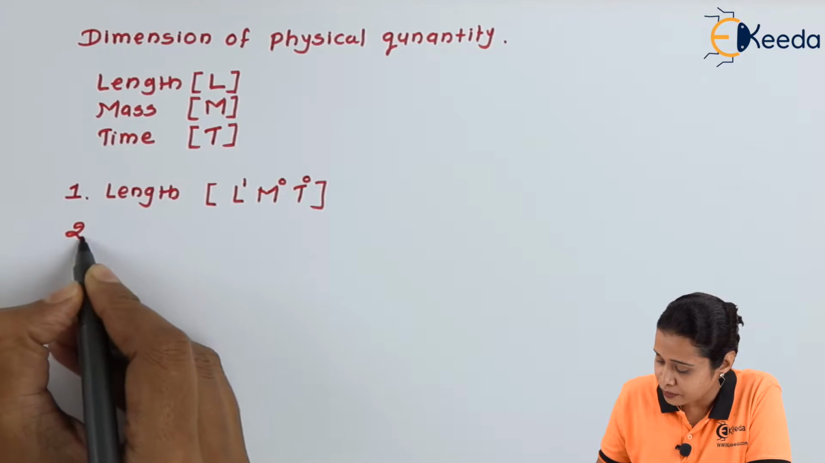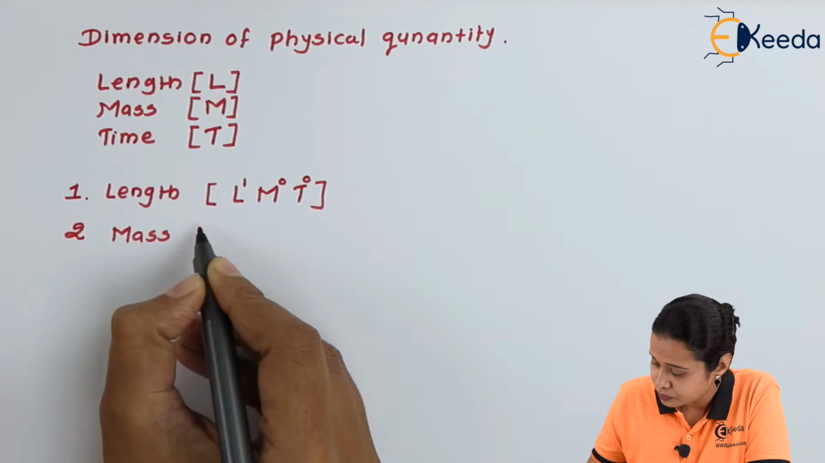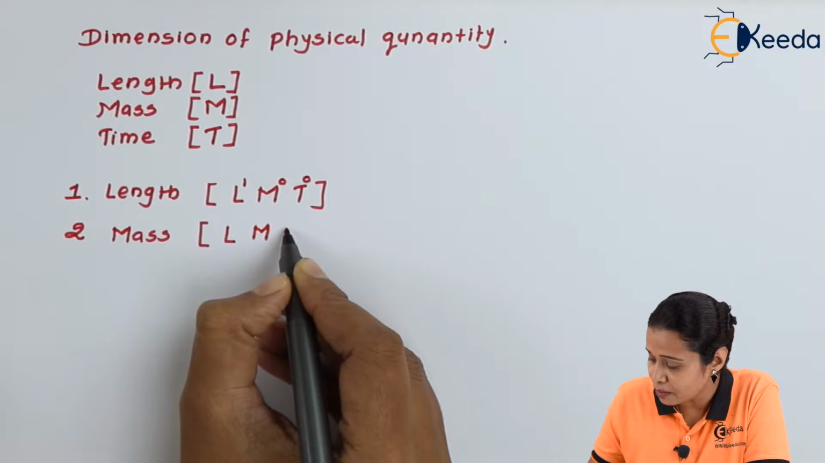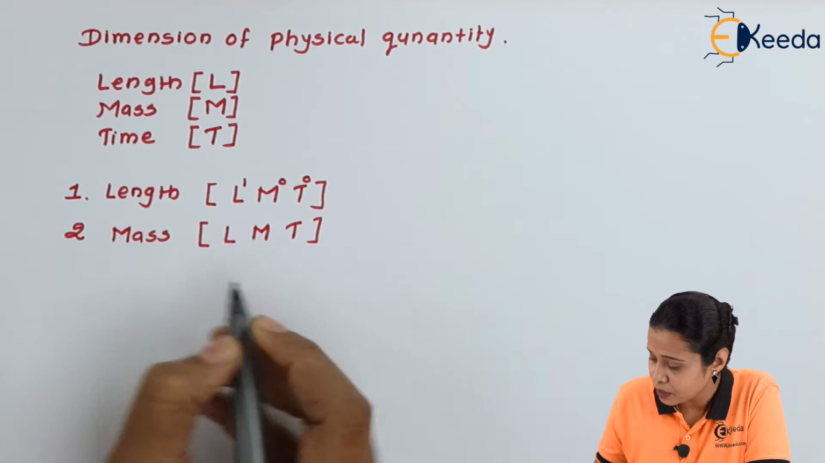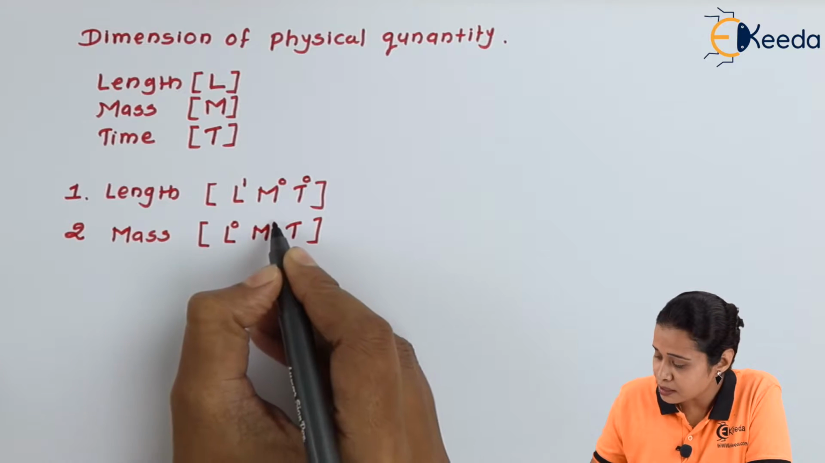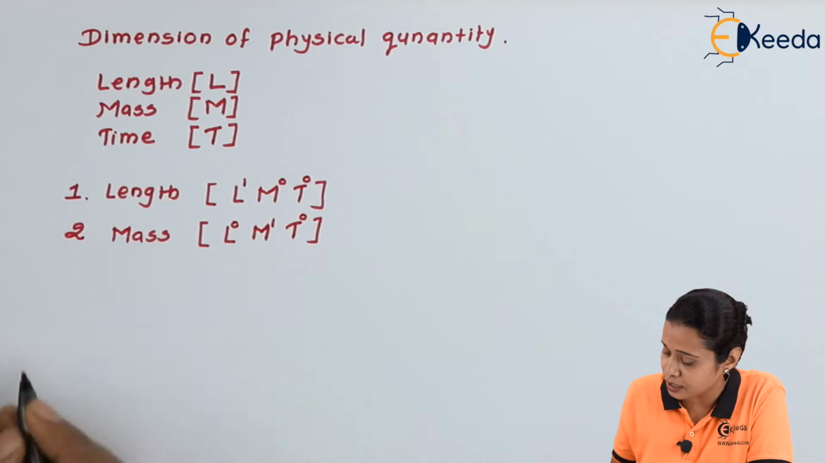Next physical quantity we will take, that is a mass. Again, the same way we will write, that is L, M and T. Here length is absent, so it's 0. Mass is there, so it is 1. And time is not there, so it is 0.